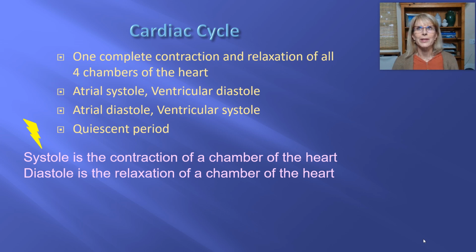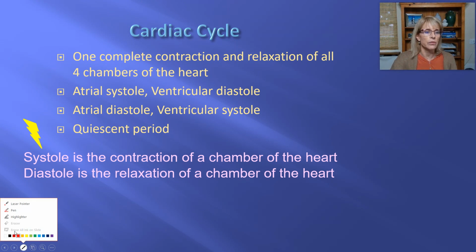Up to this point, we've been thinking a lot about the anatomy of the cardiovascular system, but we're going to start diving into just a few of the really significant aspects of the physiology of the heart. Let's start by reminding you of something called the cardiac cycle. The cardiac cycle is one complete contraction and relaxation of all four chambers of the heart.